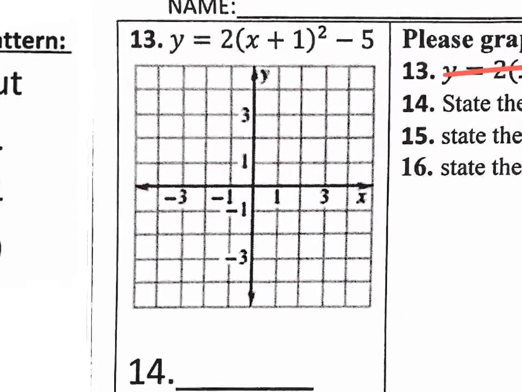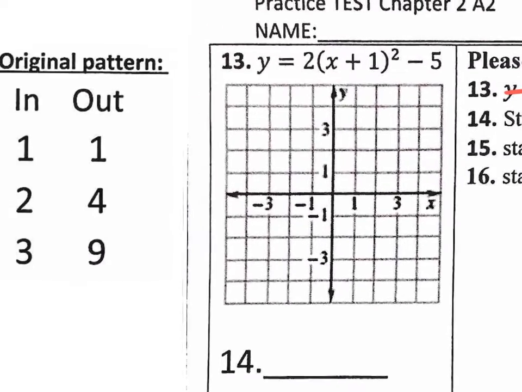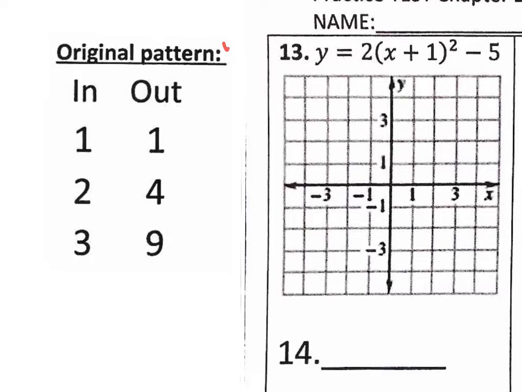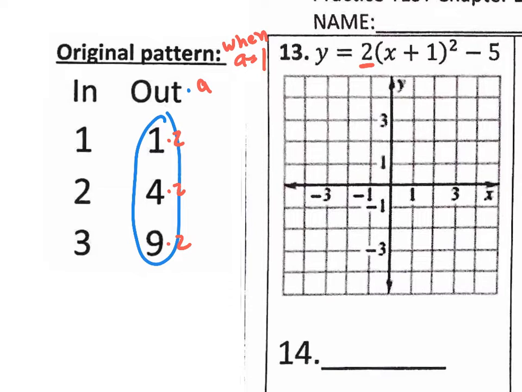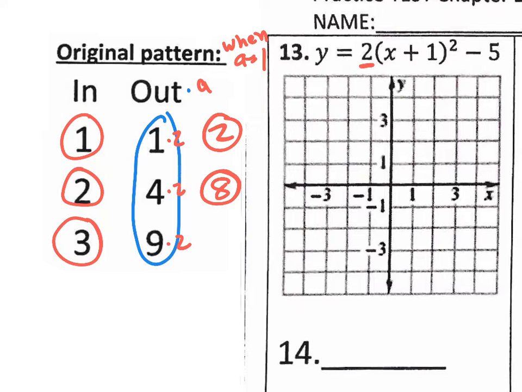On this backside, we have another parabola that we need to graph. And here's our original pattern when A equals 1: 1, 1, 2, 4, 3, 9. However, our A value is not 1, it's 2, which means that we need to take these outputs and multiply them by our new A value. I need to take the output and multiply it by my new A value. Okay, so each one of these I am going to multiply by 2. So instead of the pattern being 1, 1, it's going to be 1, 2. Instead of 2, 4, it's going to be 2, 8. Instead of 3, 9, it's going to be 3, 18, which we're not going to use on this small XY coordinate plane.